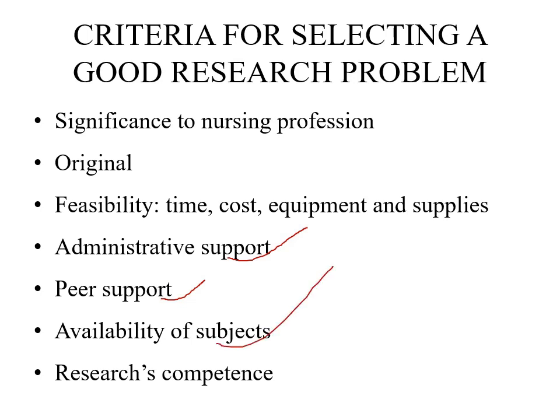And the next one is availability of the subjects. Subjects means the people to whom you are going to conduct the particular research study. So you have to see what kind of research problem I'm going to select, whether the particular sample will be easily available or whether it will be very difficult to get the sample. You are going to identify that when you select the research problem also.